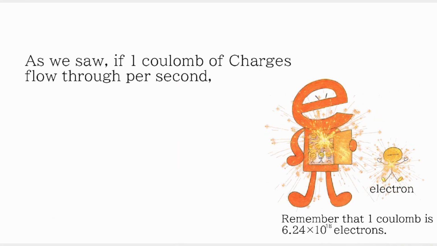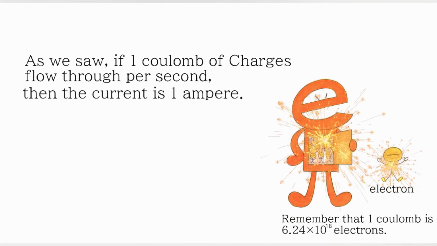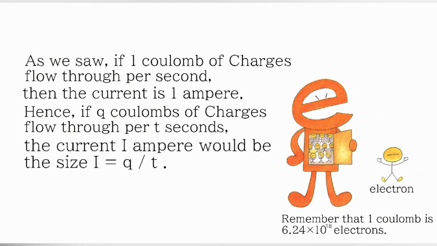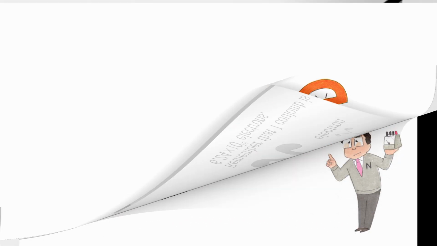As we saw, if 1 column of charges flow through per second, then the current is 1 ampere. Hence, if Q columns of charges flow through per T seconds, the current I ampere would be the size I equals Q over T. The units would be ampere equals coulomb over second.